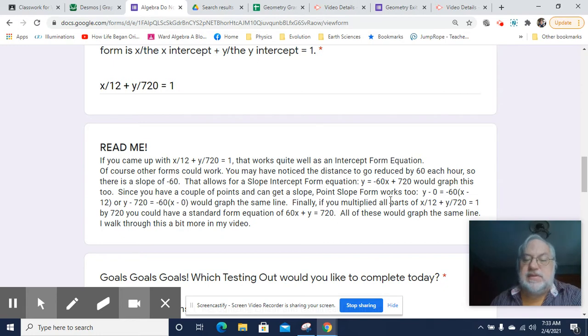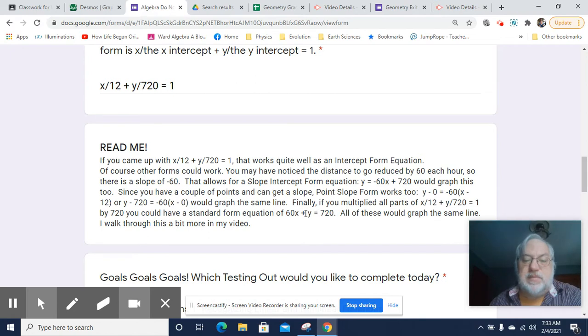Now, finally, standard form is probably the trickiest one, but not horribly bad. If you multiplied all parts of this by 720, essentially you're clearing the denominators. And you don't have to multiply it times 720 times 12 because 12 is already a factor of 720. So you multiplied each part of this by 720.